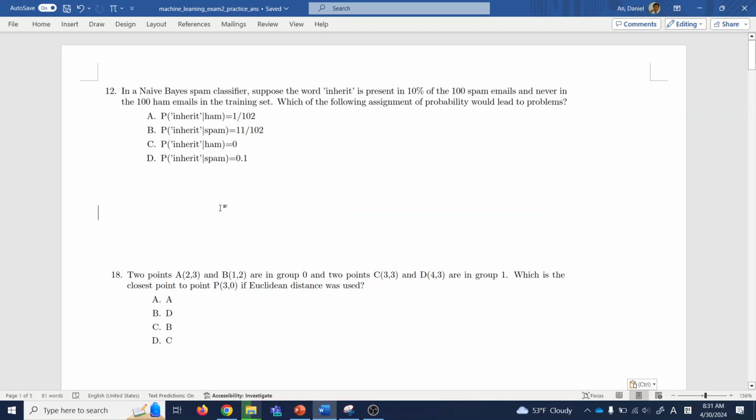All right, so 12. Last time I found a typo, so we couldn't solve it. In a naive Bayes spam classifier, suppose the word inherit is present in 10% of 100 spam emails and never in the 100 ham emails in the training set. Which of the following assignments of probability would lead to problems?